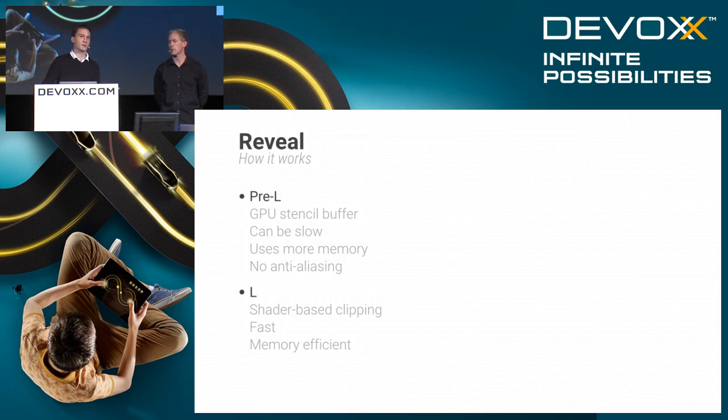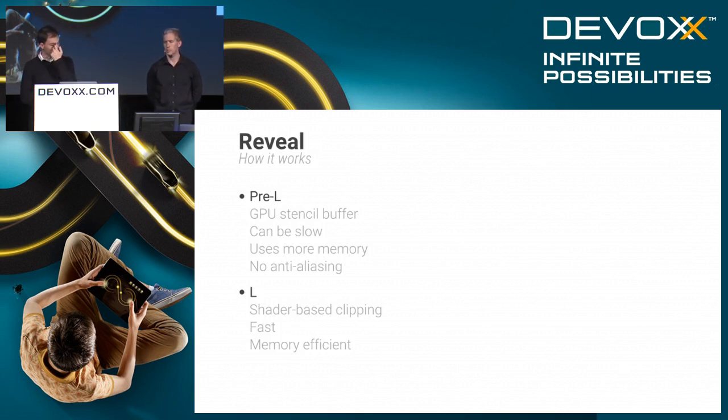It's a pretty slow approach because of the implementation of drawing a path into the stencil buffer in the OpenGL pipeline. It also used more memory because we had to allocate that stencil buffer. And the stencil buffer doesn't let us do anti-alias clipping, which the new version in L can do.